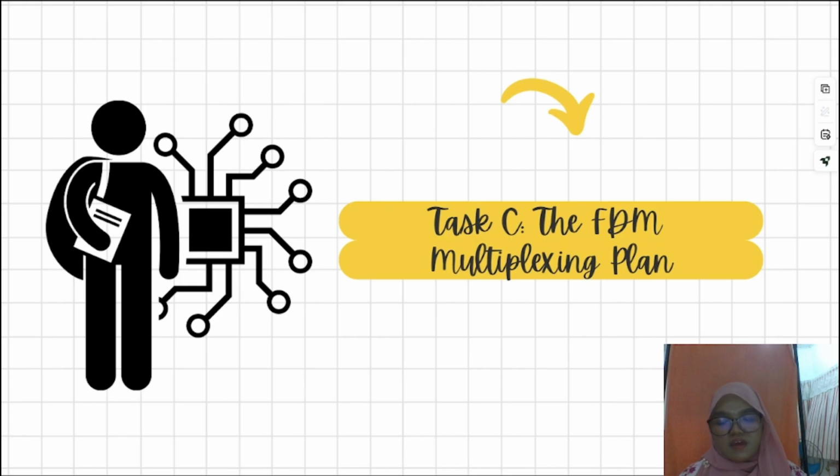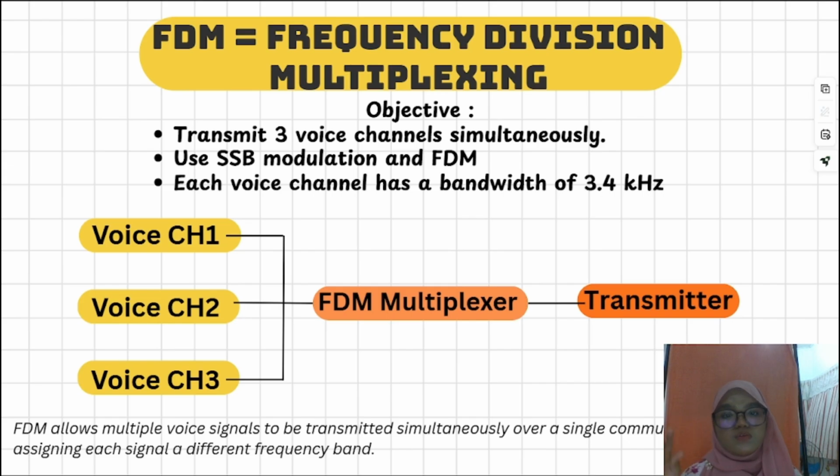So today I will take on Task C, the FDM multiplexing part. What is FDM? FDM stands for frequency division multiplexing. It allows multiple voice channels to transmit at the same time by assigning a different frequency band to each channel. This prevents signal overlap and interference. As you can see, this is the objective: transmit 3 voice channels simultaneously, using SSB modulation and FDM. Each voice channel has a bandwidth of 3.4 kHz.